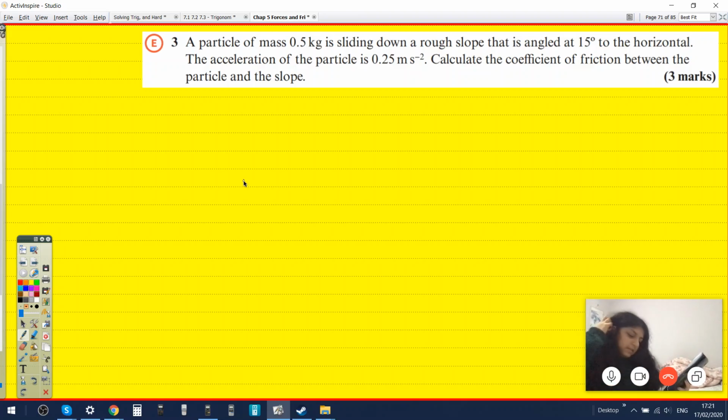Got F is equal to 1.143... 143 newtons. That does not look right there. So that might be F, but they wanted the coefficient of friction. Yeah, I'm working it out now. So you just have to divide by R.